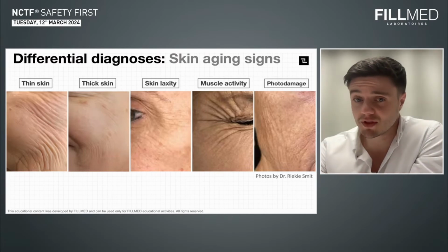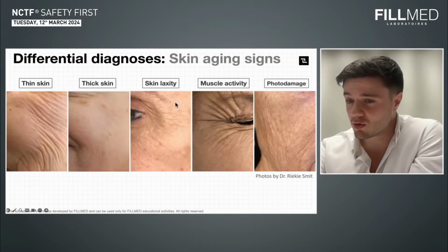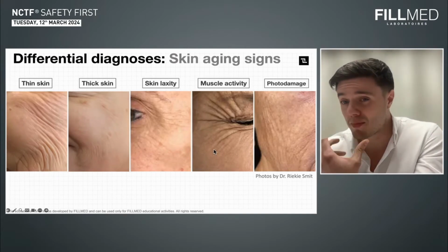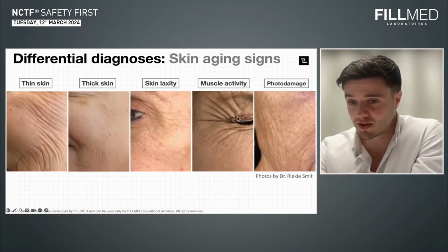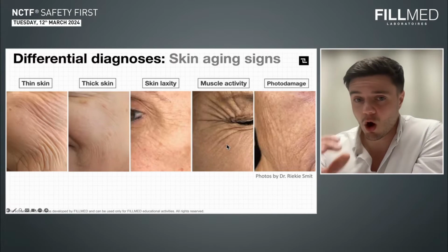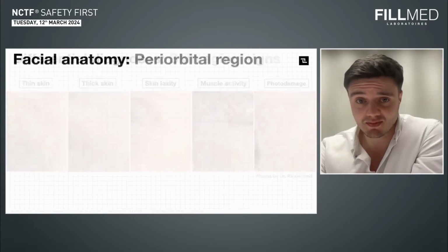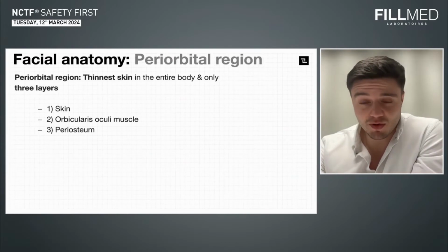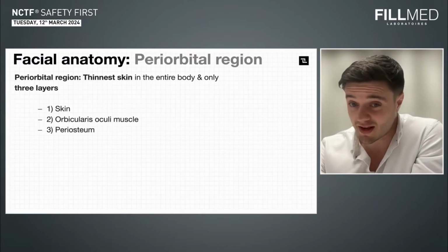We also have to differentiate: are the wrinkles being caused by the skin itself, for example, when skin shows great laxity, or are they being caused by hyperactive muscles, in this case, the orbicularis oculi muscle? Also, always be aware that photo damage is commonly seen. The periorbital region is one of the regions that is most commonly treated, and also a great aesthetic concern.